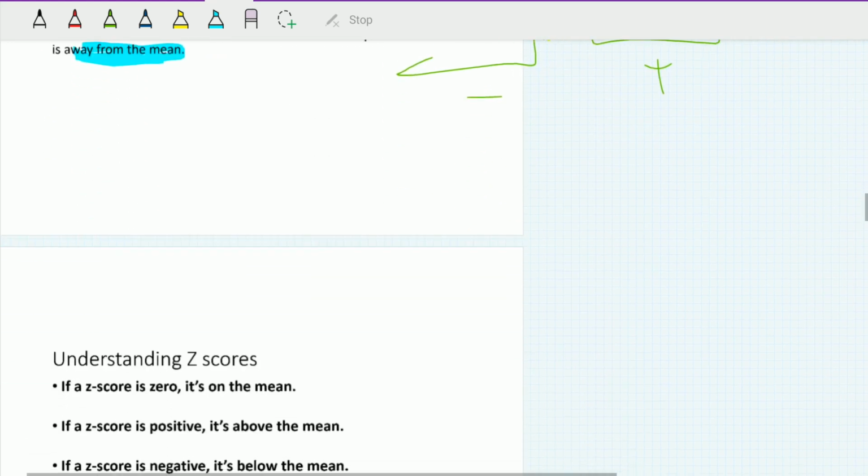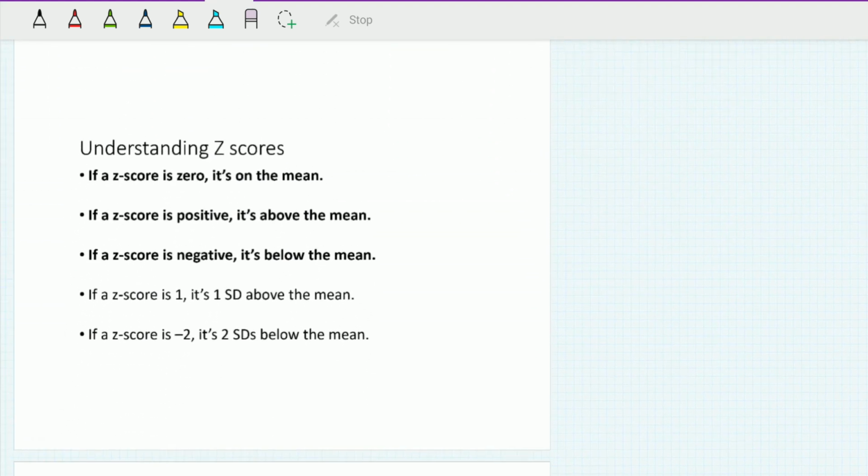Okay, so let's go ahead very quickly. This is a really nice, clean summary of what I've been talking about. If a z-score is 0, it's on the mean. It basically is the mean, if you want to think about it. If it's positive, it's above. If it's negative, it's below. And these two down here are just telling you how it relates to the standard deviations, because it's all about standard deviations and then comparing it to the mean.